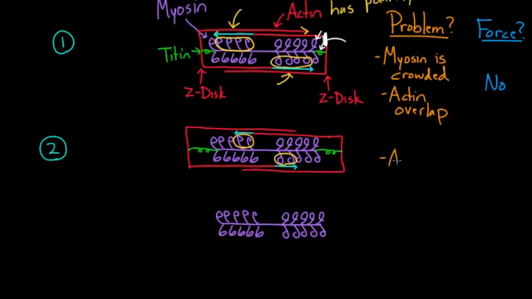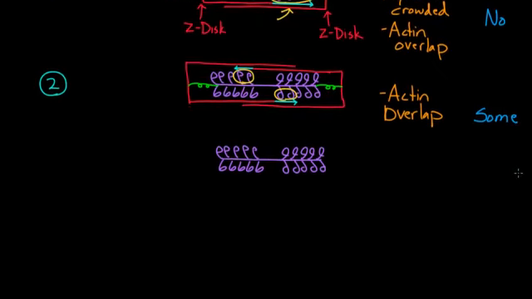So here you've got some actin overlap issues. In terms of problems, I would say actin overlap is still kind of an issue, right? And in terms of force, I wouldn't say no anymore, because now at least the myosin crowding problem has gone away. It's not as crowded and there is room to move. So I would expect some force when there is contraction. Things are definitely getting better, right?